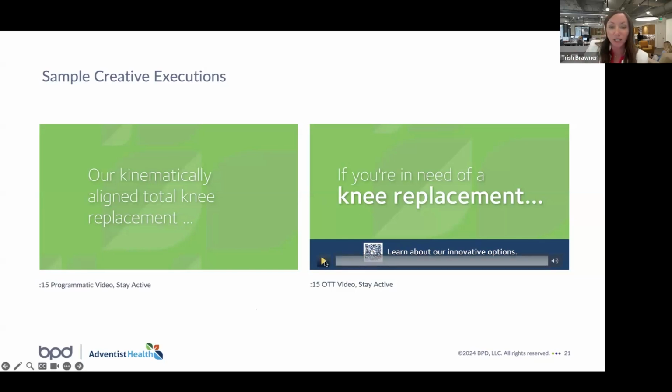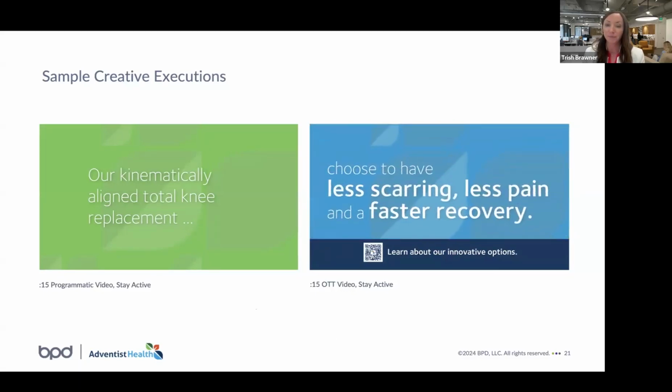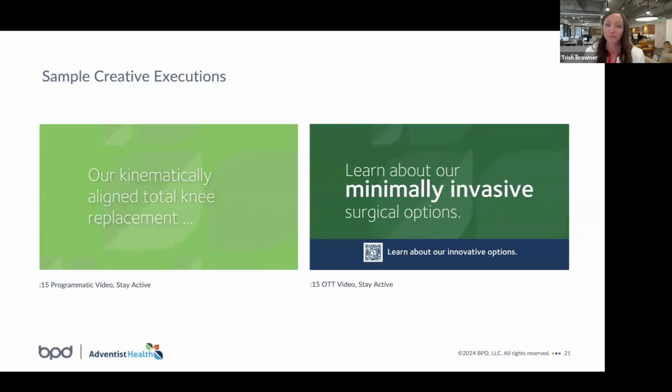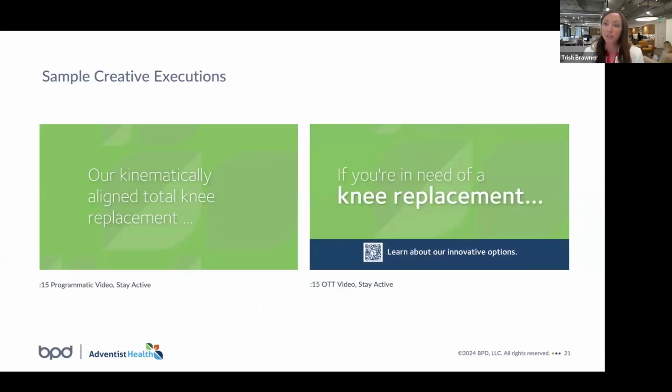So let me click here. So just two examples there, how we've got video creative really tailored to the audience as well as the media channel.